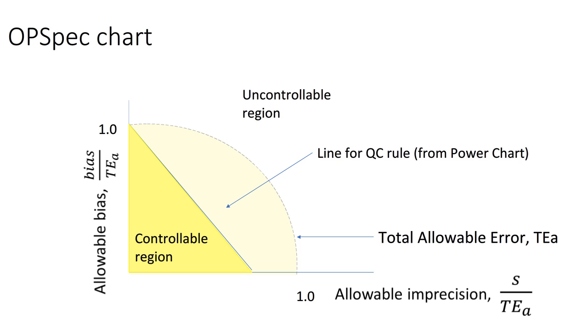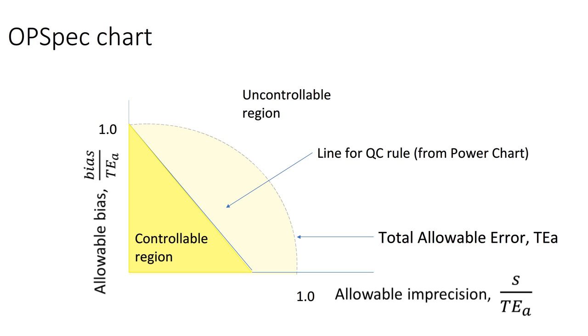This is the same graph we saw in the previous slide, except that a diagonal line has been added. This diagonal line divides the operating plane into two parts, a controllable region and an uncontrollable region. I'll show you how to find this line in a minute, but for now, all you need to know is that you can find such a line and it's determined by the QC plan. The controllable region is the set of operating points for which the QC plan can reliably detect shifts that could produce serious errors.